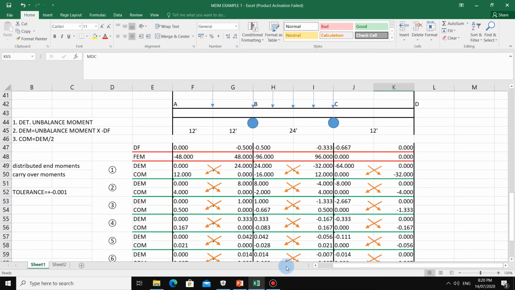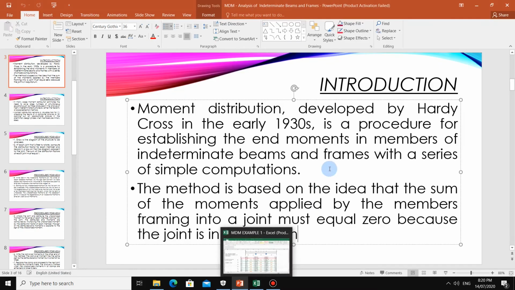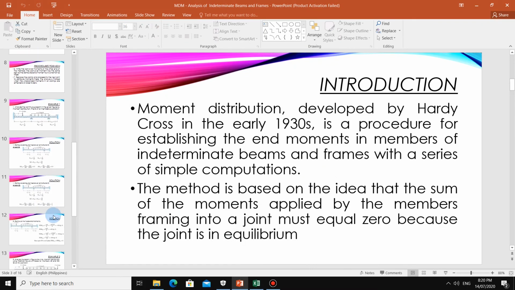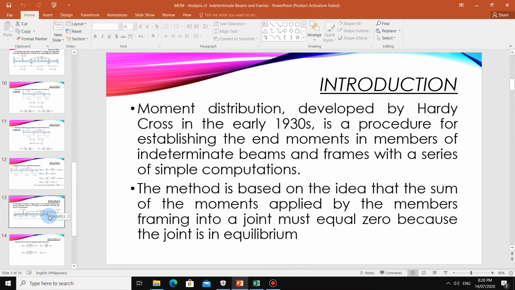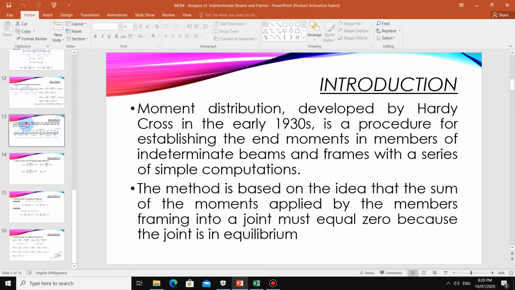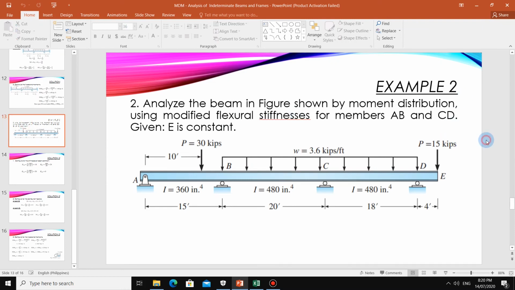Okay? So, next. Let us proceed guys to our second example. In the second example, we are tasked to analyze the beam in the figure shown by moment distribution using modified flexural stiffnesses for members AB and CD.